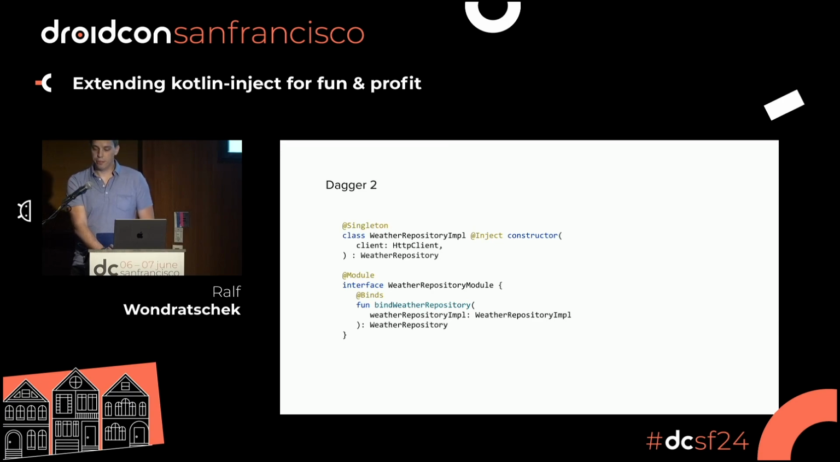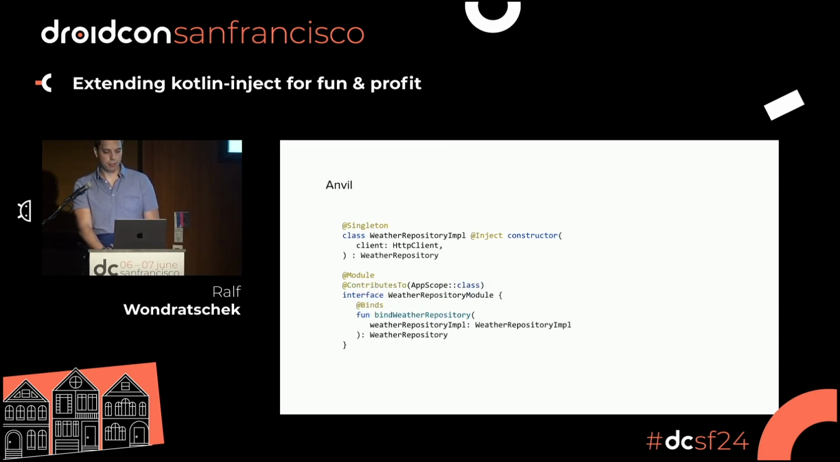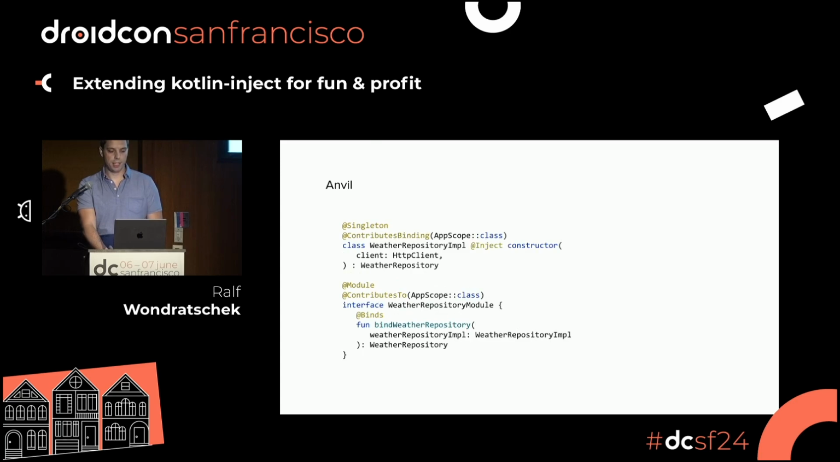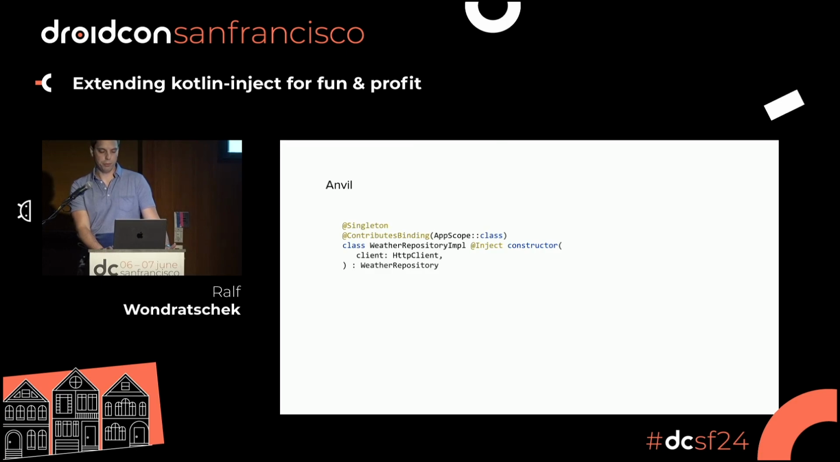This is the code that we've written with Dagger 2. And what we can do with Anvil is simply say, contribute this weather repository module to our app scope. And then during the merge phase, Anvil will automatically pick this up. We can go even further and generate this binding method through Anvil by saying contribute this binding to the app scope. Then Anvil will generate the same method that you see here on the screen under the hood. And so with that annotation, we can get completely rid of this module.